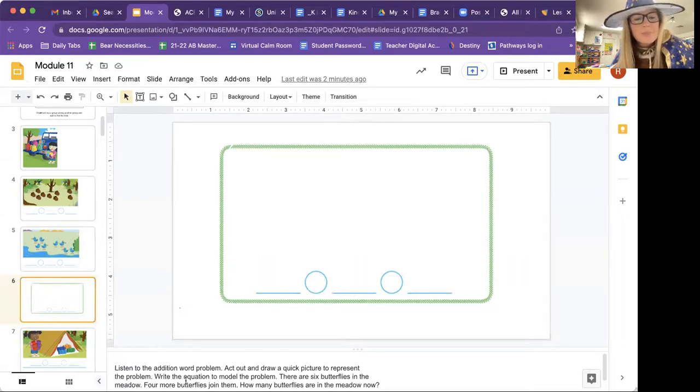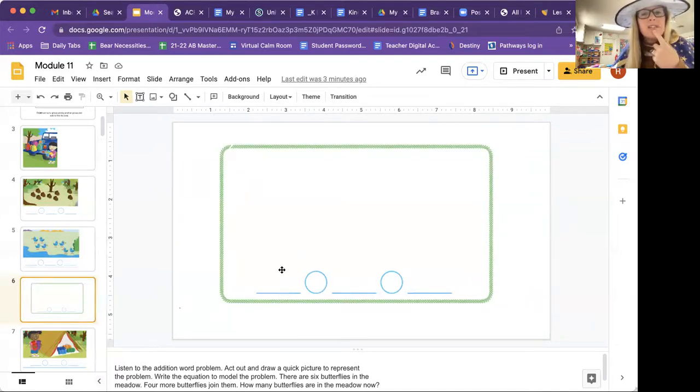So listen to the problem. Write the equation. That's what goes down here. Equation, remember, you need a sign, addition or subtraction, plus or minus, and you need the equal sign there. Don't forget that. There are 6 butterflies in the meadow. 4 more butterflies join them. How many butterflies are in the meadow now?